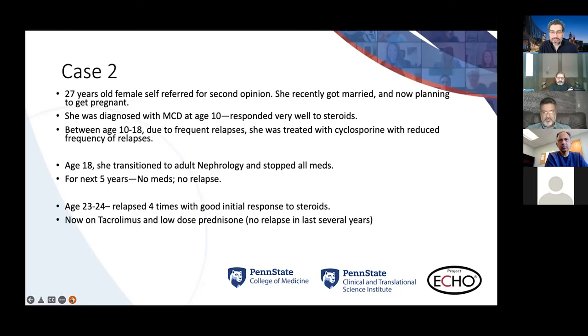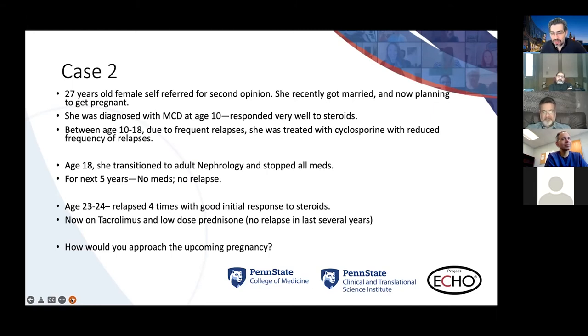So now she's on tacrolimus as well as low dose prednisone, and has not had any relapse in the last maybe 2 or 3 years. Now she got married. She wants to get pregnant. She is scared, and she was told by her nephrologist to stop all medication, stop prednisone, stop tacrolimus, get pregnant, deliver a healthy baby, and then go from there. So this was the starting point.